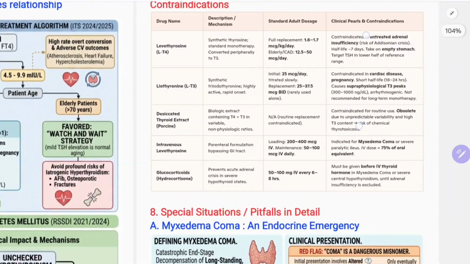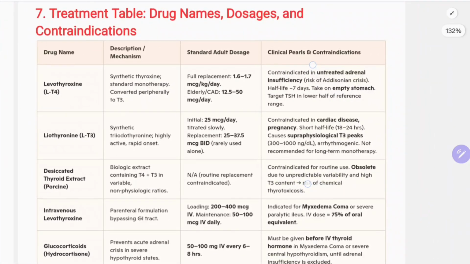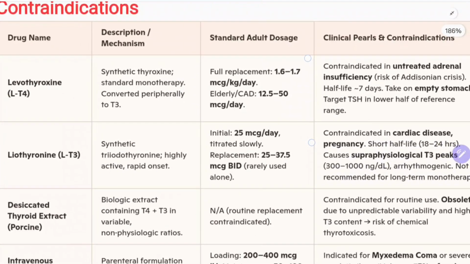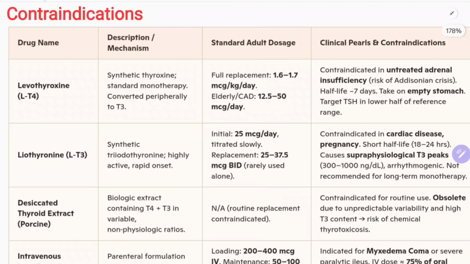Now coming to the treatment table, drug names and dosages. LT4, synthetic thyroxine, standard monotherapy, converted peripherally to T3. Full replacement dose is 1.6 mcg per kg per day. In the elderly or coronary artery disease, 12.5 to 50 mcg per day. It is contraindicated in untreated adrenal insufficiency because there is a risk of Addisonian crisis. Half-life is approximately 7 days. Take on an empty stomach.